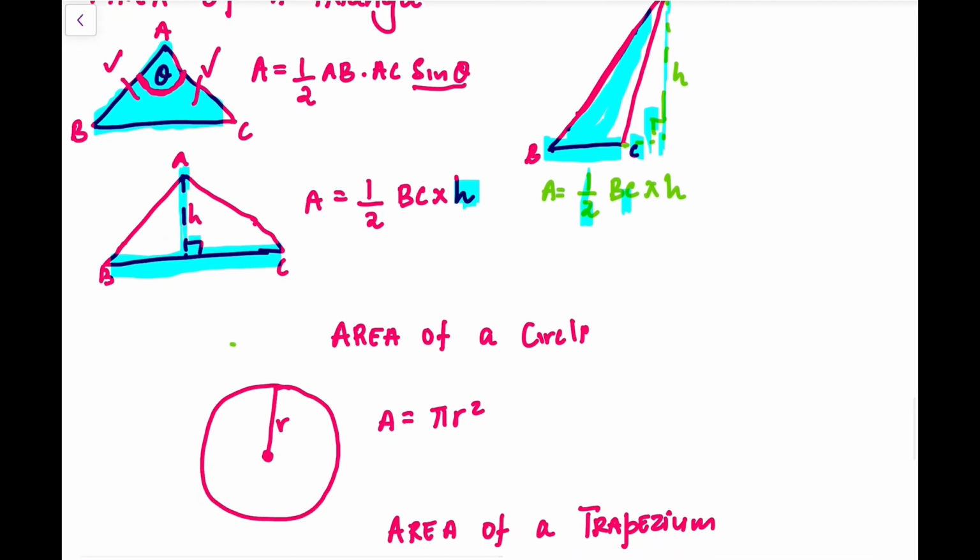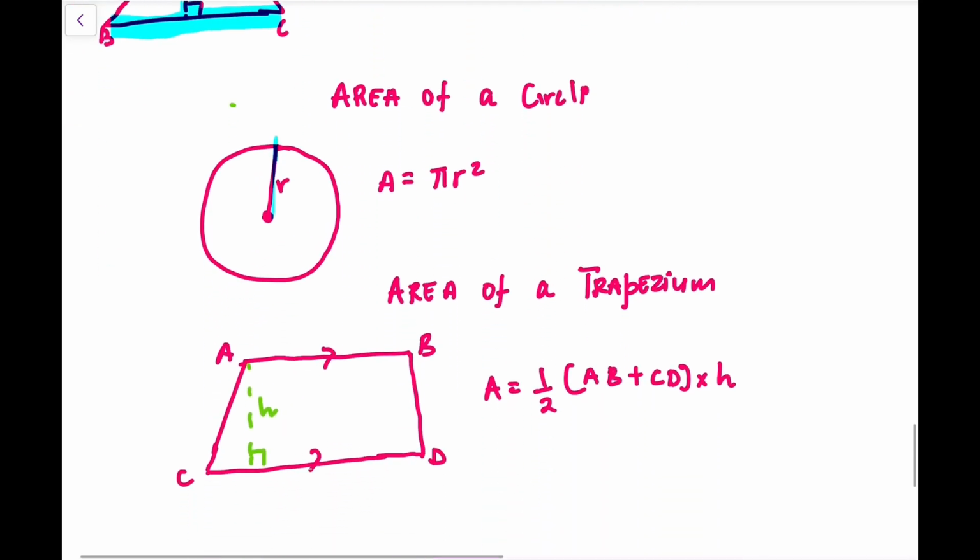Maybe also the area of a circle. If you have a radius and then you have a circle, the area of a circle is given by pi r squared. So I think that one is straightforward.